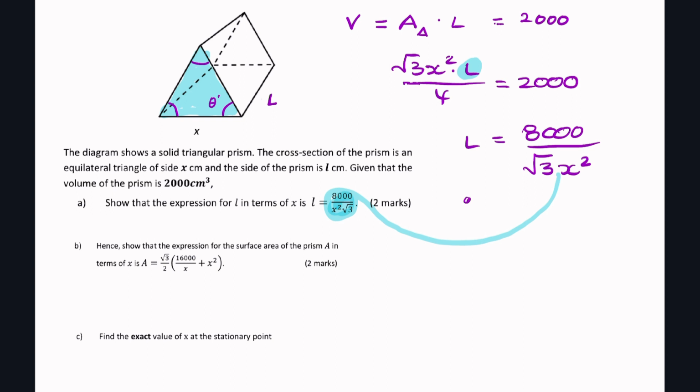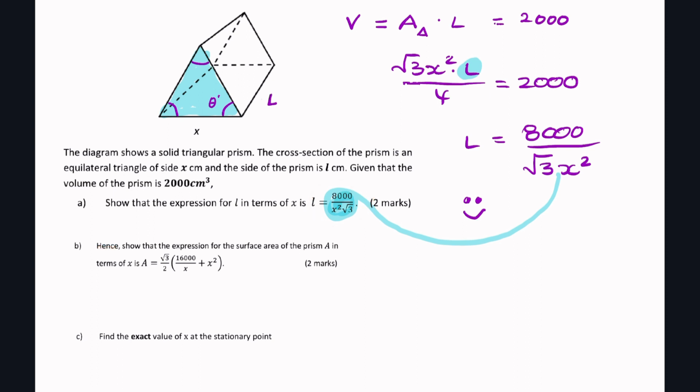So that's part A done. Part B says, show that the expression for the surface area is that. And when they say hence, it means using this.